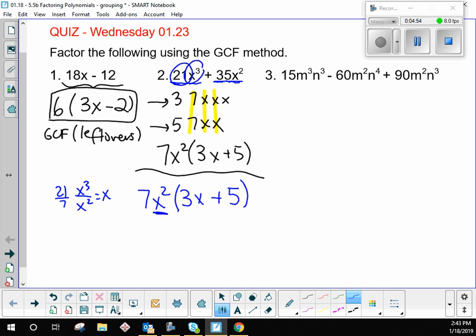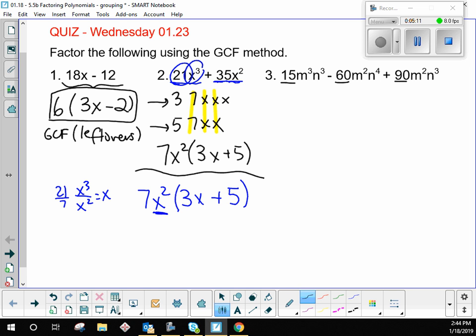I figure out what my GCF is first, and then imagine I'm dividing all the other terms, I'm dividing out the GCF. And that will give me the leftovers as well. So here's how that would look for number 3. I'm not going to do number 3 long.